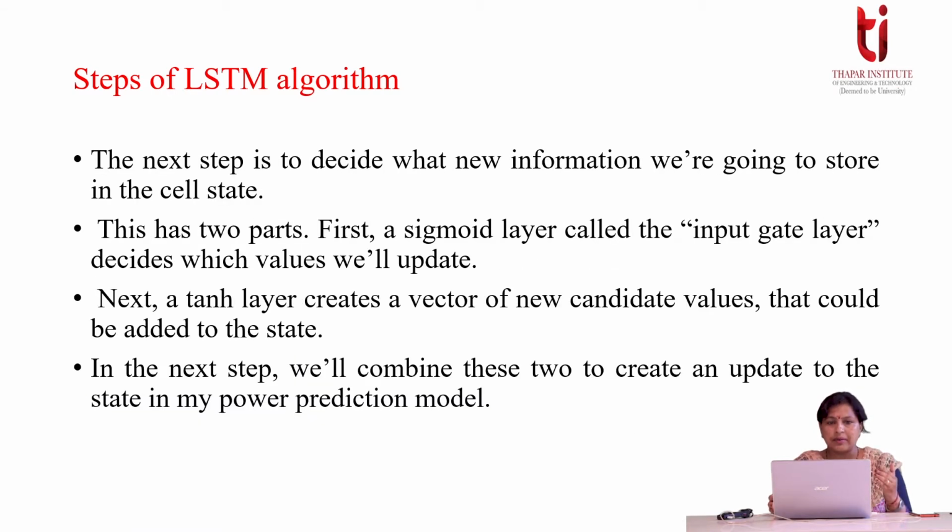The next step is to decide what information we are going to store in the cell state. This has two parts. First is a sigmoid layer, called the input gate layer, which decides which values we will update. Next, a tanh layer creates a vector of new candidate values that could be added to the state. In the next step, we will combine these two to create an update to the state in my power prediction model.